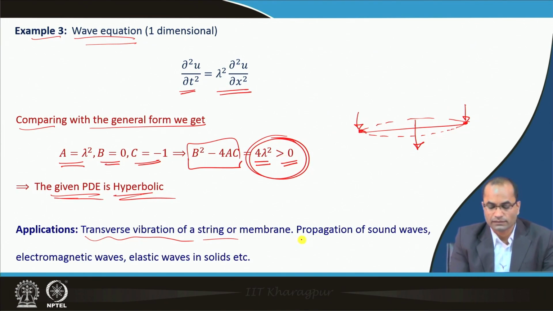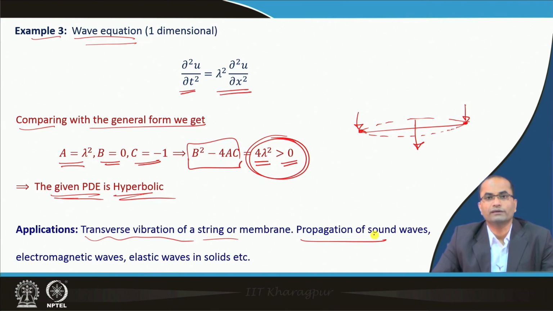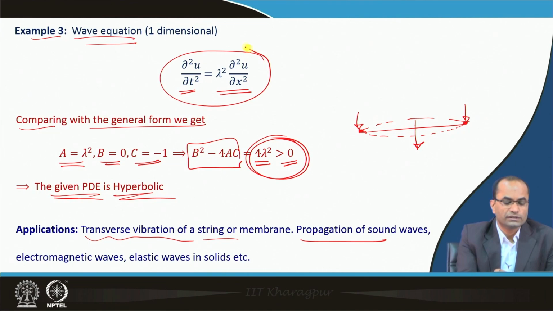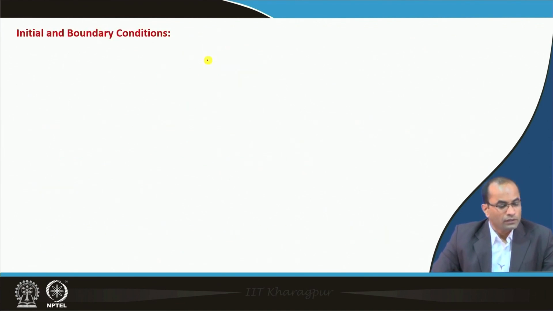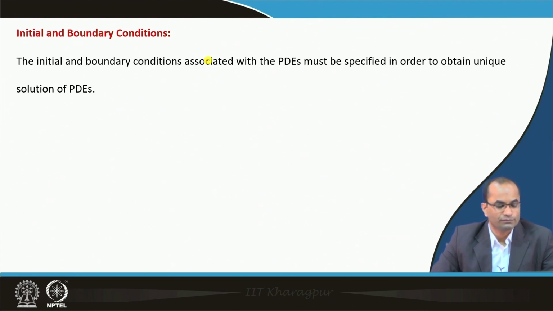So, it has many applications related to waves, for example, the propagation of sound waves, electromagnetic waves, elastic waves, etc., that can be modeled using this wave equation. Now we will discuss initial and boundary conditions, because many of them will be used in the next 2 lectures, where we will be discussing how to solve such differential equations with the help of Fourier transform.